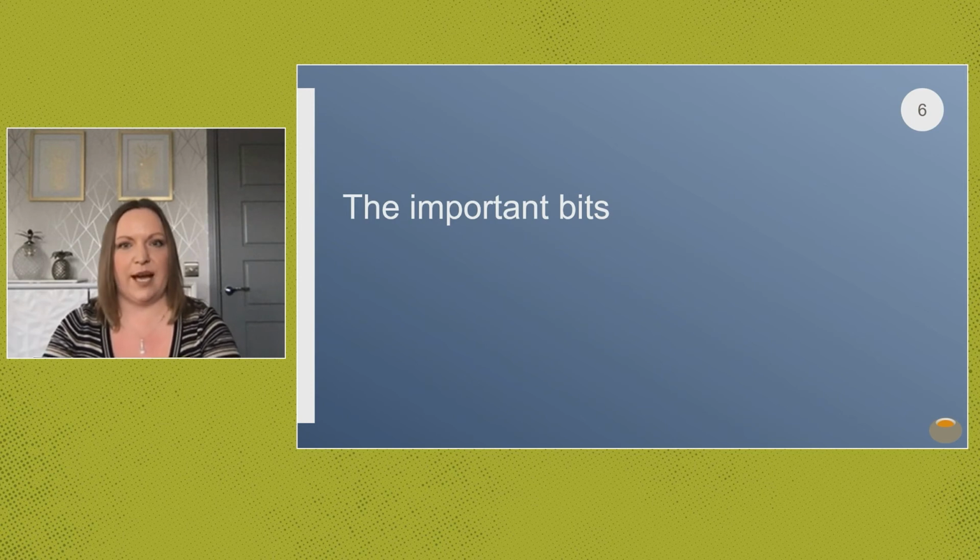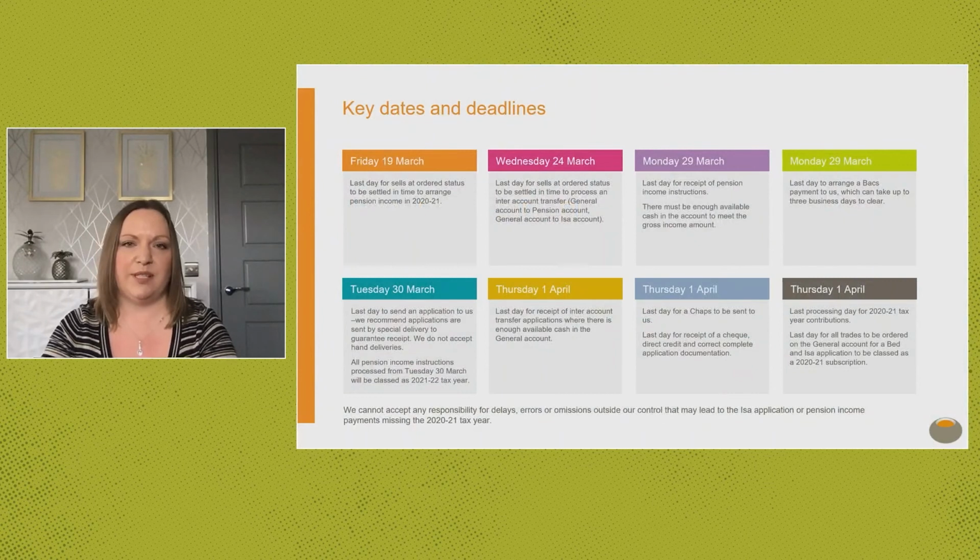And here's a quick recap of those important deadline dates and some hints and tips to help you manage the busy period. Friday the 19th of March is the final date with sales at order status to be settled in time to arrange pension income in the current tax year. 24th of March is the final date with sales at order status to be settled in time to process an inter-account transfer. That's either general to pension or general to an ISA. Monday the 29th of March is the final date for receipt of pension income instructions. There must be enough available cash to meet the gross income payment.